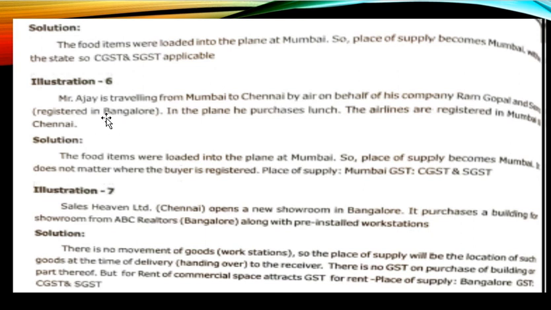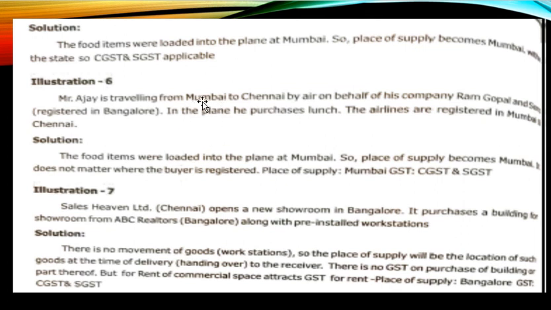Next, illustration 6. Mr. Ajay is traveling from Mumbai to Chennai by air on behalf of his company Ram Gopal and Sons, which is registered in Bangalore. In the plane, he purchases lunch. The airline is registered in Mumbai and Chennai. Now, for any services given on board a conveyance, you need to consider the location of the first scheduled point of departure of that journey. Here, the location of departure is Mumbai.